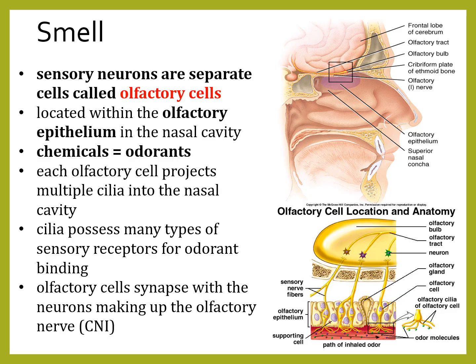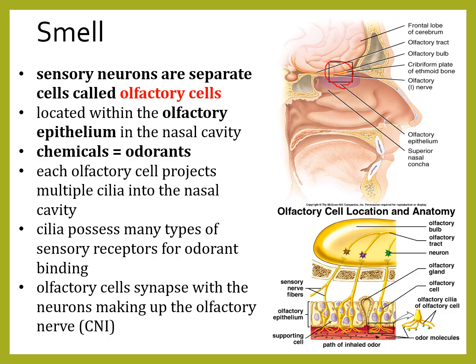The sensory neurons for smell are separate cells. They're referred to as olfactory cells. This is because the physiological term for smell is olfaction. These olfactory cells are anatomically located in what is called the olfactory epithelium. This is found in the nasal cavity just above the superior nasal concha. So there it is right here.